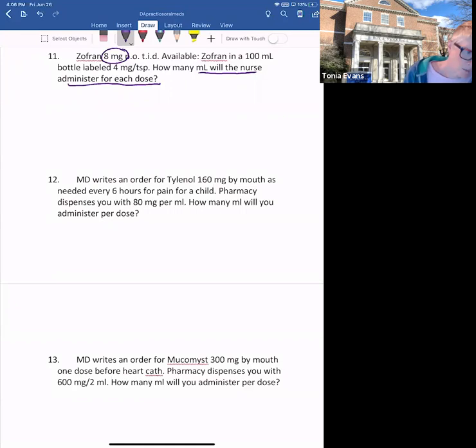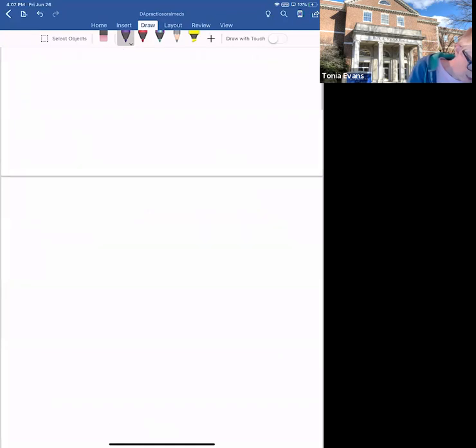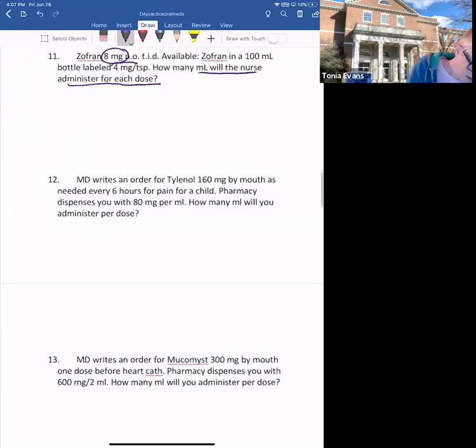I mean, whether it's so many milligrams per tablet for a tablet or a capsule, or in this case, what is my concentration of this liquid medication? So my concentration is this 4 milligrams per teaspoon. I don't care how big that bottle is. I don't care if it's a 25 milliliter bottle. I don't care if it's 1,000 milliliter bottle, which would be a giant bottle.